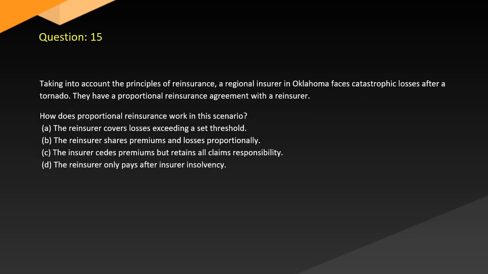Question 15. Taking into account the principles of reinsurance, a regional insurer in Oklahoma faces catastrophic losses after a tornado. They have a proportional reinsurance agreement with a reinsurer. How does proportional reinsurance work in this scenario?